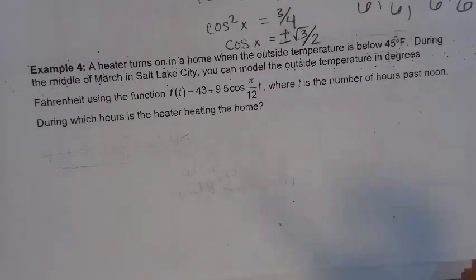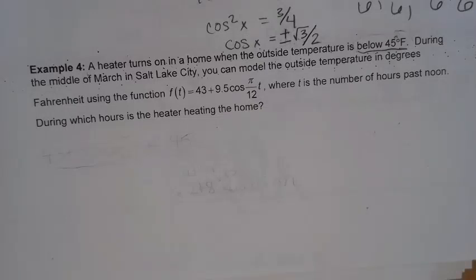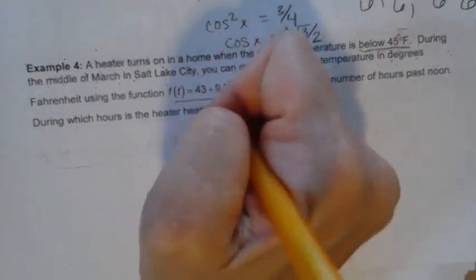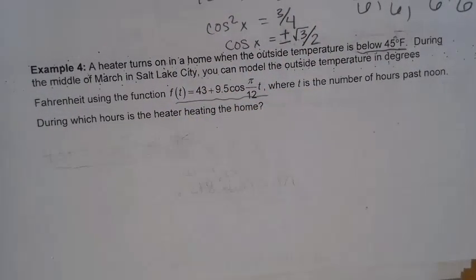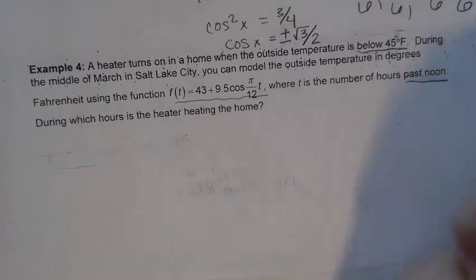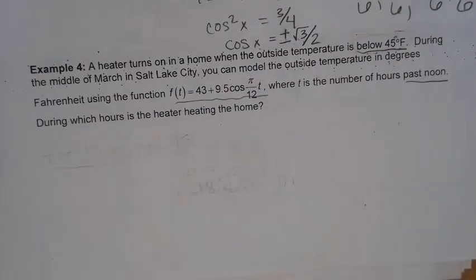Alright, now we need our calculator. We're going to do a story problem that allows us to find the answer to this, because it's not so easy to solve just by your normal algebra. So we're going to use graphing on the graphing calculator. So a heater turns on in a home when the outside temperature is below 45 degrees Fahrenheit. During the middle of March in Salt Lake City, you can model the outside temperature in degrees using this function, where T is the number of hours past noon. Okay. During which hours is the heater heating the home?